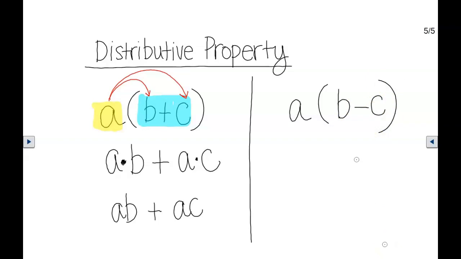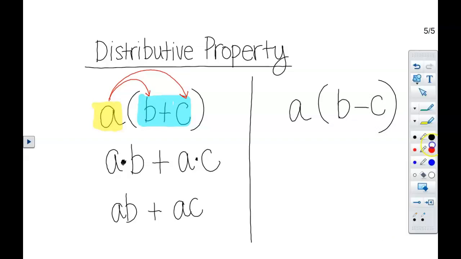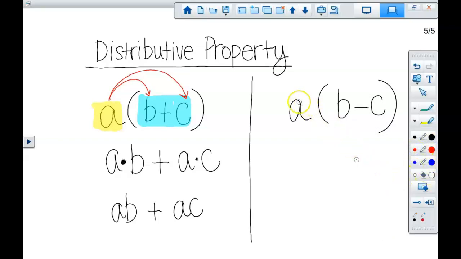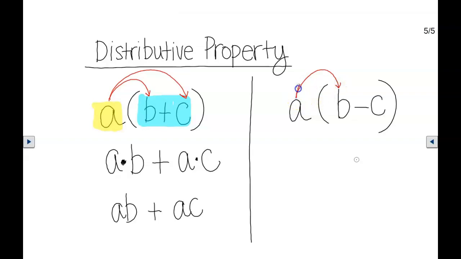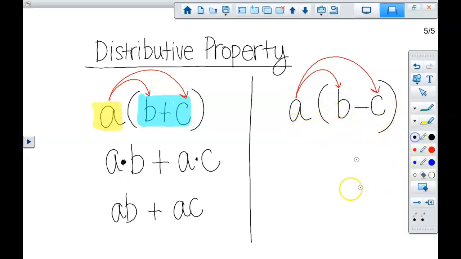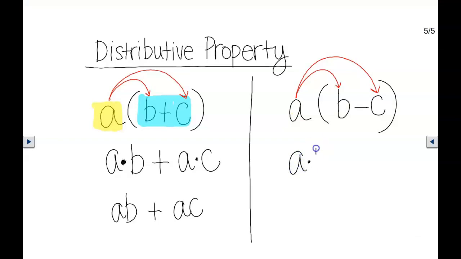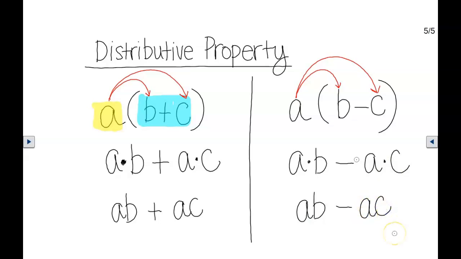So if we had A multiplied by the group B minus C, containing subtraction, the distributive property tells me that to get that done, I can distribute the A. Instead of multiplying A by the group, I can do A times each member of the group. So I would do A times the B, I would do A times the C, and then subtract in the middle. A times B, written with a dot, we can shorten up and lose the dot. A times C, written with a dot, we can shorten up and lose the dot.